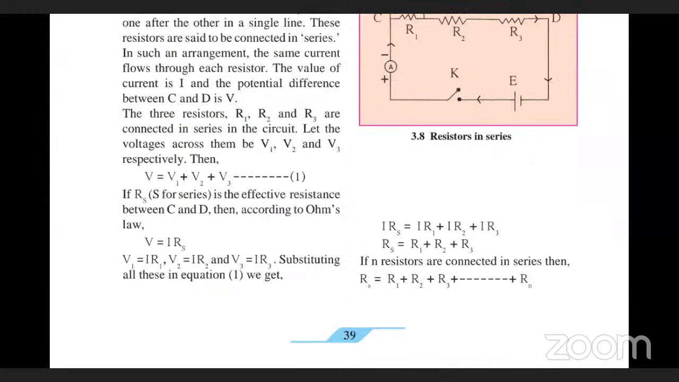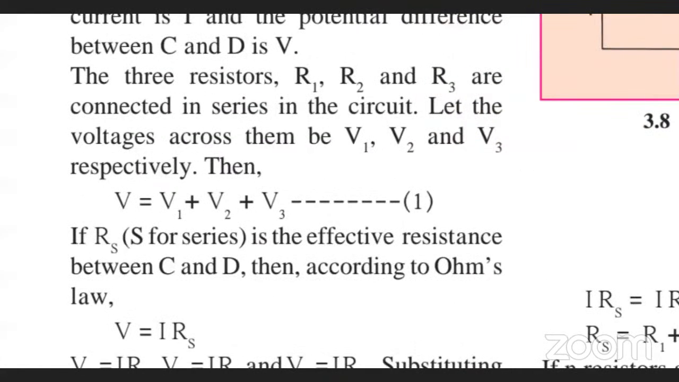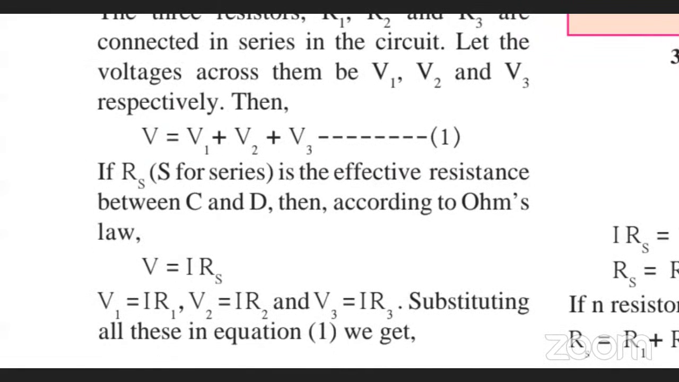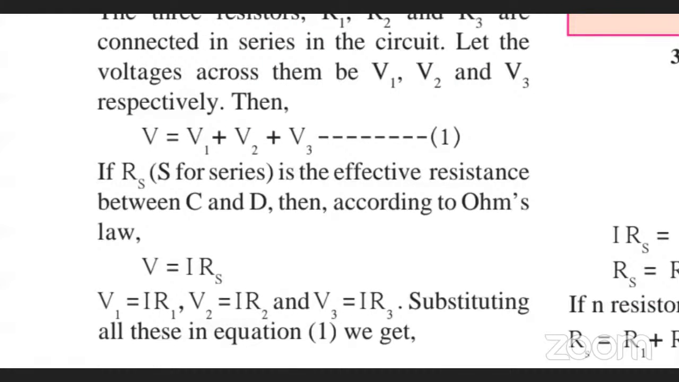Here, if you want to know the potential difference, since they are connected directly one after the other, we have to directly add: V equals V1 plus V2 plus V3. Here, resistance in series is written as RS. RS is the effective resistance, and according to Ohm's law.